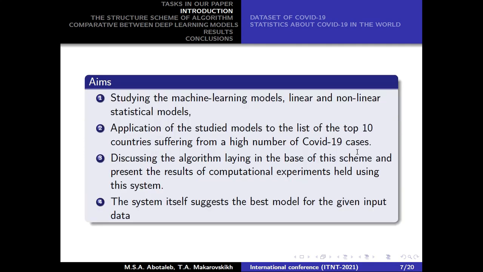So our aim is studying machine learning models and linear and non-linear statistical models, and the application of the studied models to the list of top 10 countries suffering from a high number of infection cases of COVID-19. Discussing the algorithm, which lies at the base of the schema, we present the results of computational experiments held using this system. And finally, the system itself suggests the best model for the given input data.